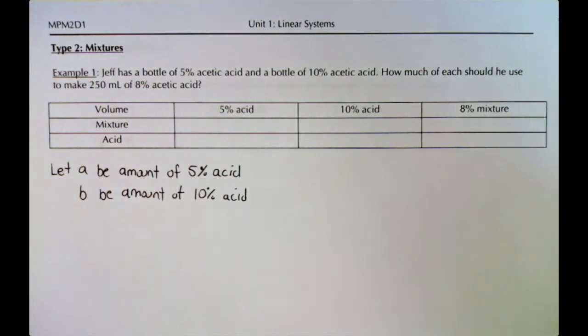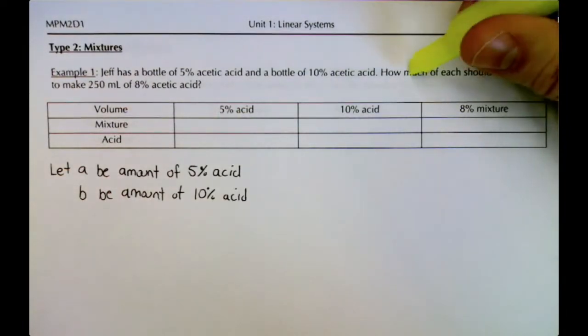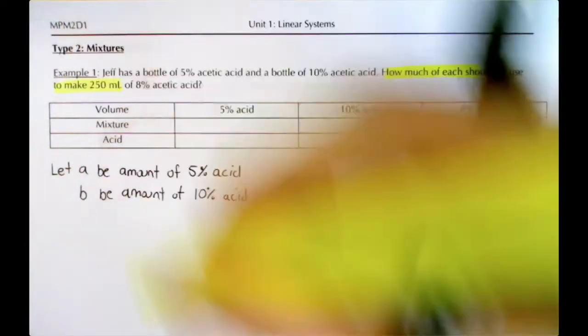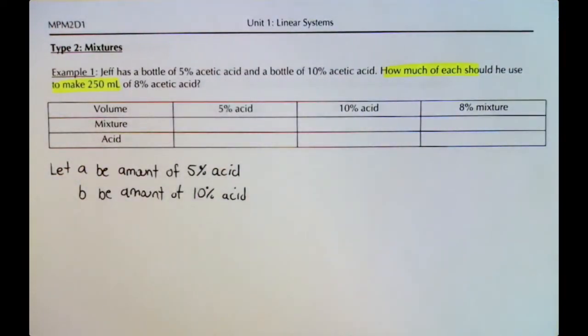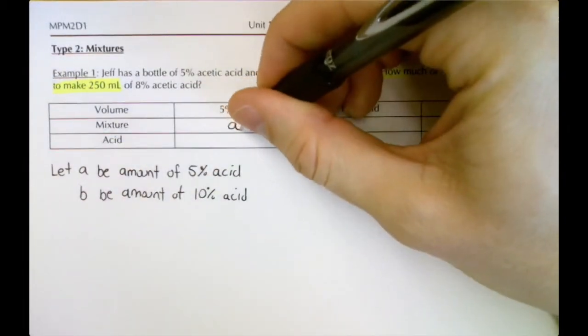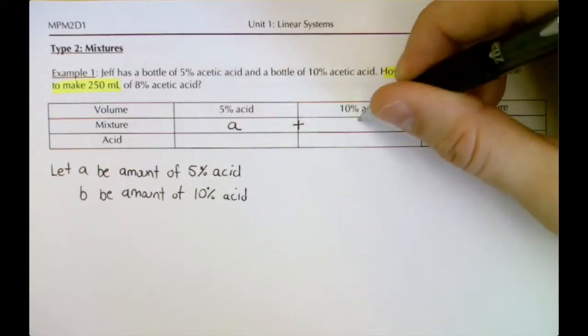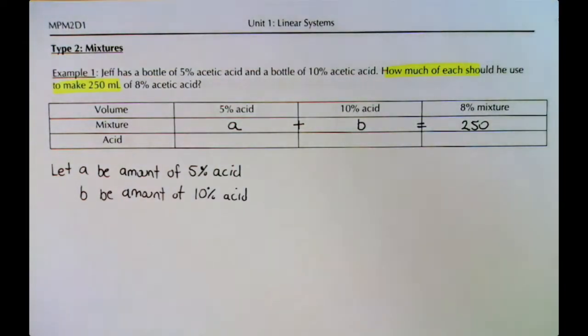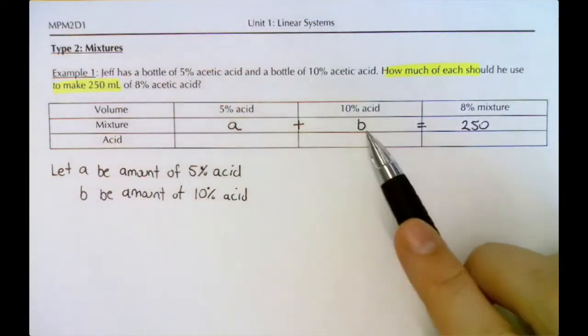So what do we know? Well, we know we're making a mixture of the two, and we're using how much of each should he use to make 250 milliliters. So that means we're putting some A, some B to make 250 milliliters. And that actually leads us to build our first equation. A plus B is going to equal 250 milliliters total. So we're adding some A, some B to make 250.